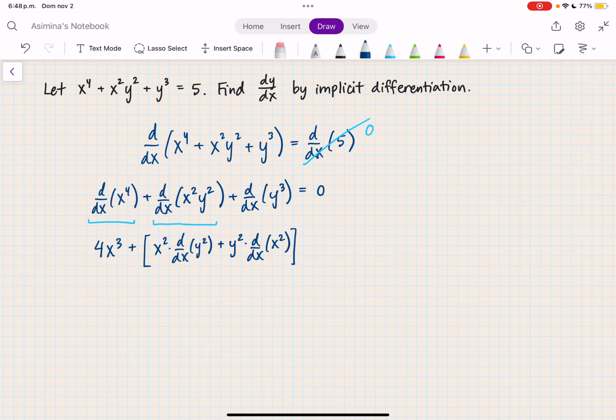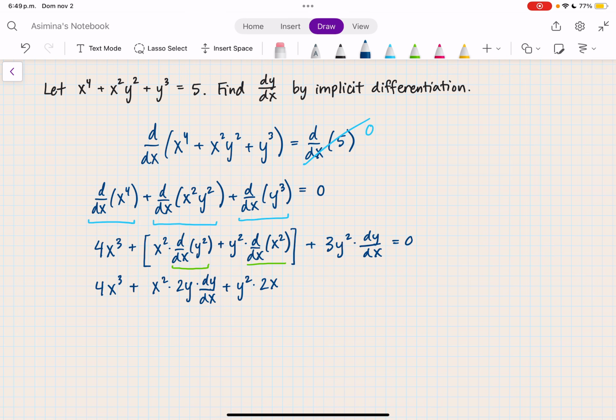And so what is that? Well, d/dx of y squared is just 2y times dy/dx, and we have plus y squared, and then we have d/dx of x squared, which is just 2x. Okay, so we have this 4x cubed in front. We have all this, but let's not forget we also have d/dx of y cubed. So that's going to be 3y squared times dy/dx. So we can add that on here.